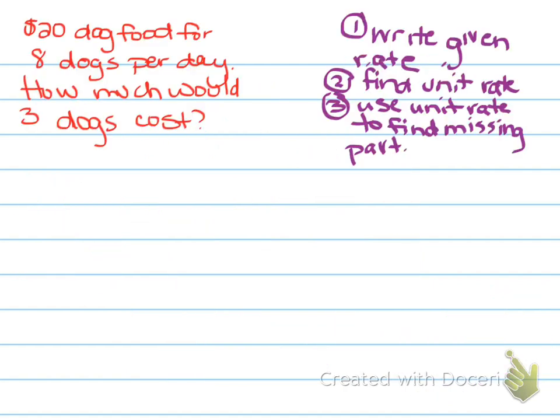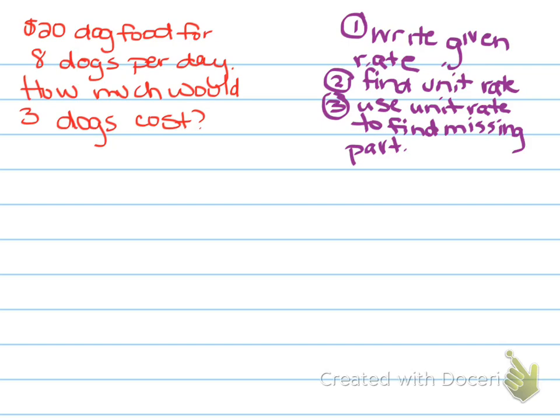So here's another example. Over here it says $20 for dog food for 8 dogs per day. How much would 3 dogs cost? So you've got 8 dogs, and you're paying $20 in dog food per day. And we're trying to figure out how much it would cost if we maybe only had 3 dogs.